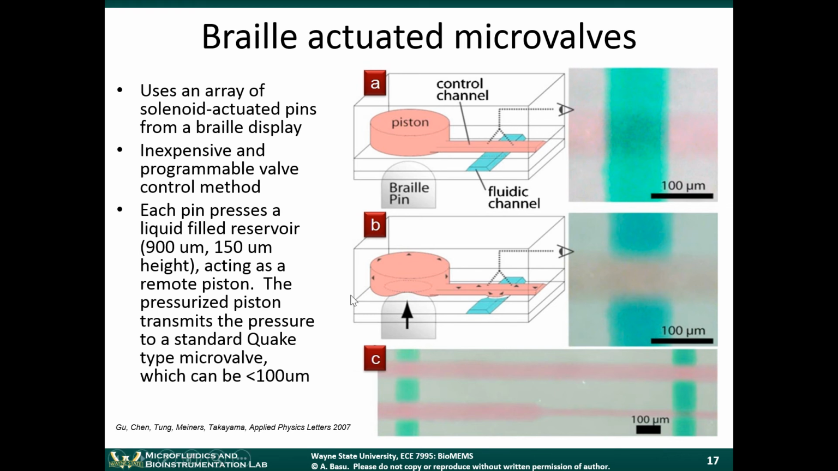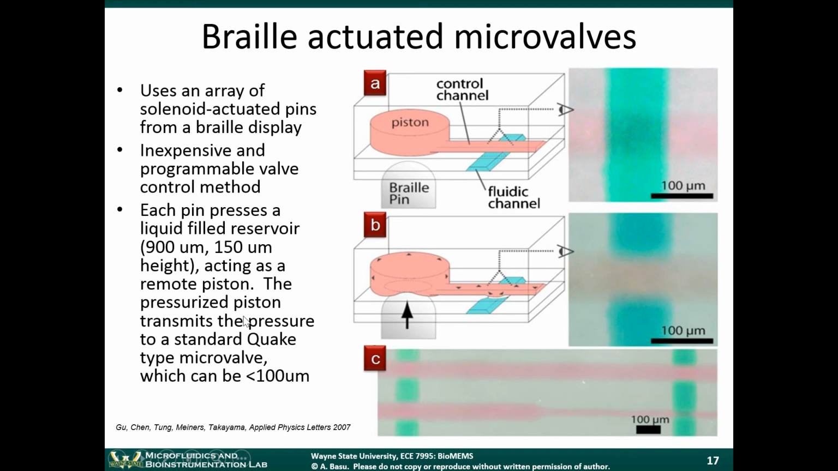Now the cool thing is that each Braille display may have hundreds and sometimes even thousands of pins on them. So they're leveraging a technology that already exists. In Braille displays, you can control which pins are going up and down. So they have a nice way of scaling up to being able to control many channels at once. So this is an inexpensive and programmable way to control the valves.